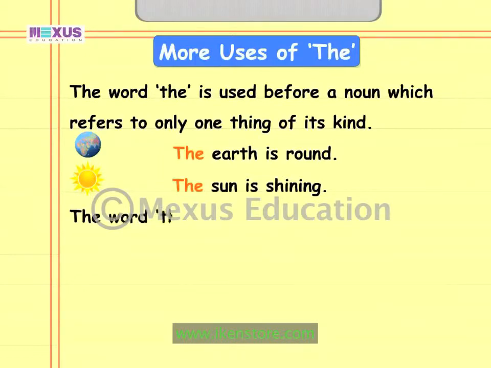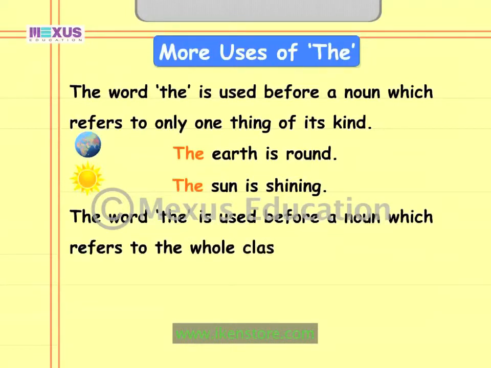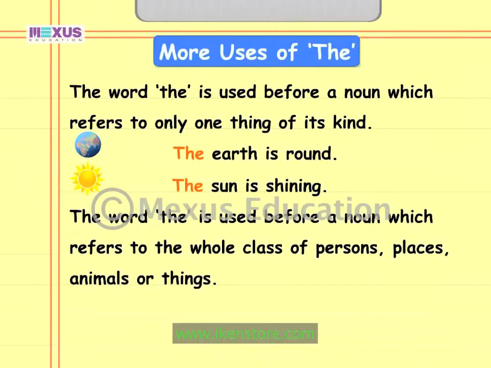The word the is used before a noun which refers to the whole class of persons, places, animals, or things. An example is, the giraffe is the tallest animal. Here, the giraffe refers to all giraffes.